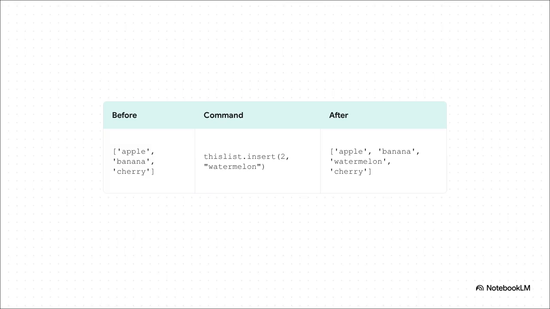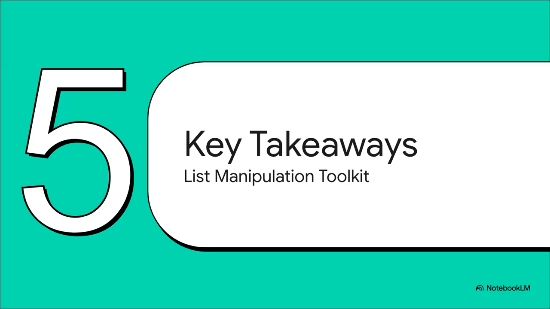And here's how it works. The insert method just needs 2 pieces of information. First, the index where you want the new item to go, and second, the item itself. So insert(2, watermelon) is just us telling Python, hey, go to index position 2, and right there, add watermelon. And as you can see, nothing gets replaced. Cherry, which used to be at index 2, just gets nudged over to index 3 to make some room.